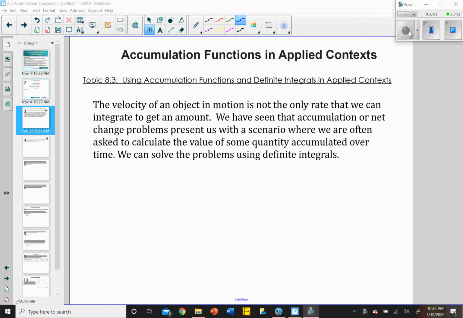Okay, this is our third lesson in Unit 8, accumulation functions related to real world or applied situations. You know, earlier we said that if you want an amount, you need to integrate a rate. And we've integrated velocity to find out amounts. Now we're going to see how accumulation or net change problems give us scenarios where we can calculate the value of some quantity over time.